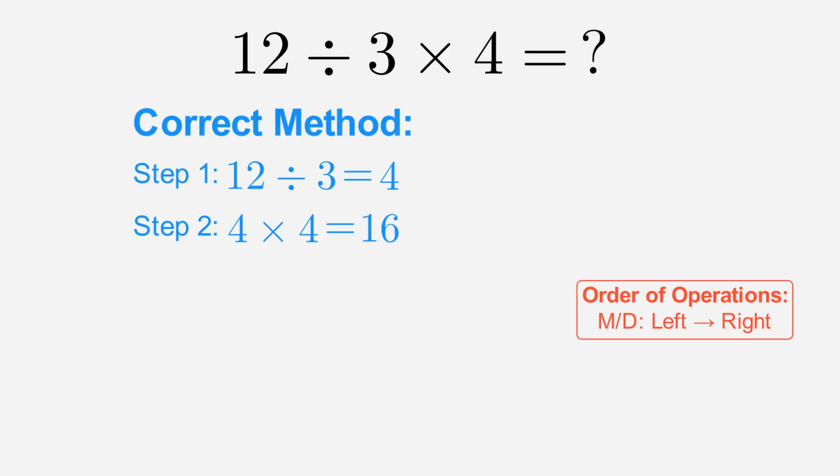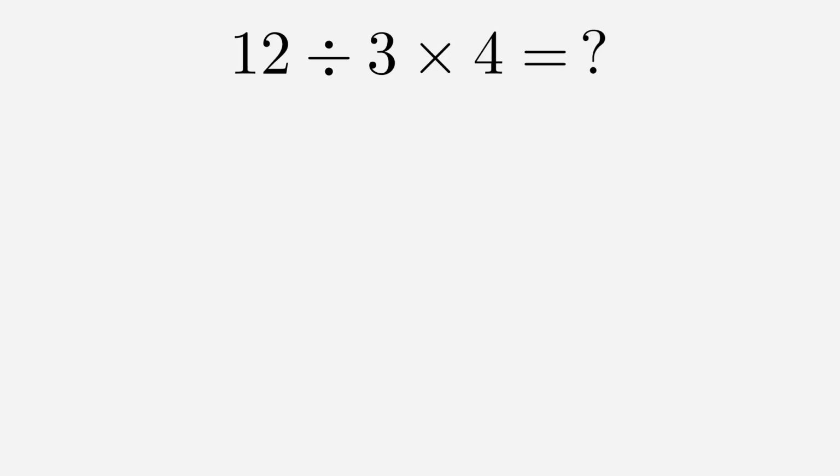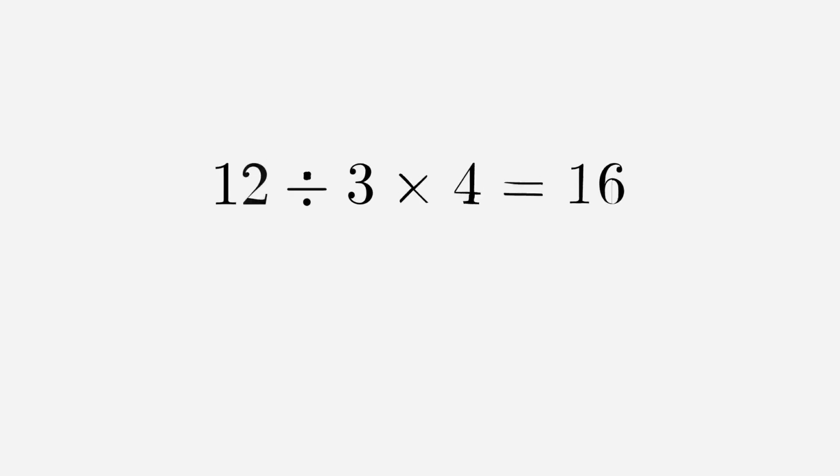The answer is 16. The trap is thinking multiplication is more important than division. It's not, they're equals. And when equals fight, left wins. This problem starts wars on the internet. Now you know the truth.